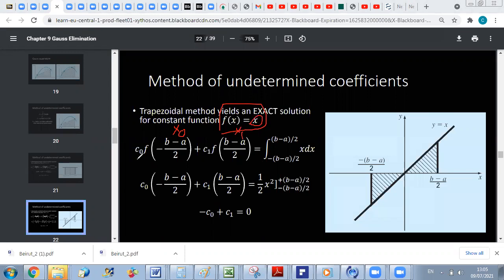And now I proceed. What is f of minus b minus a over 2? Since I'm dealing with the function f of x equals x, then f of minus b minus a over 2 will be equal to minus b minus a over 2. And f of b minus a over 2 will be equal to b minus a over 2. Equals to, we know that the integral of x is x squared over 2. So we perform the integration between minus b minus a over 2 and b minus a over 2.